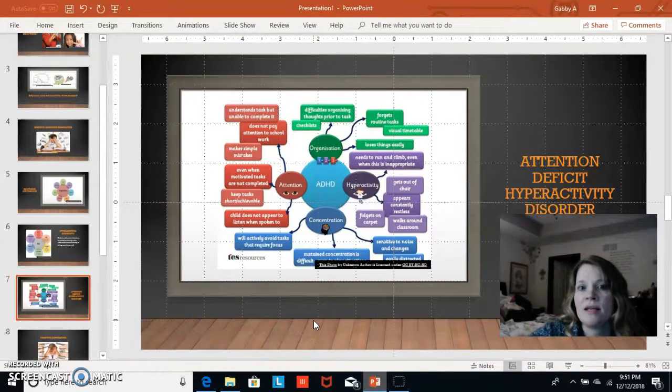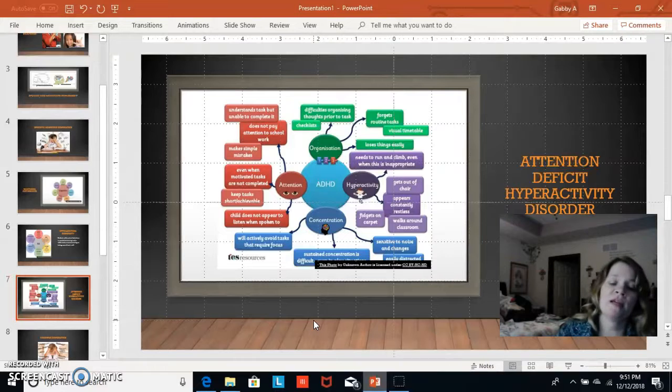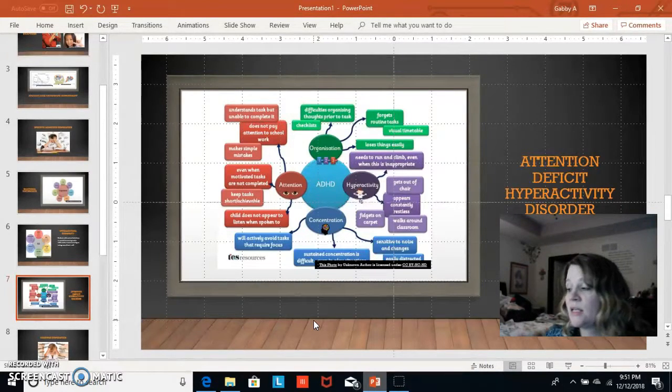So ADHD. This is a disorder in the neurodevelopment. Its characteristics, problems in paying attention, excessive activity, difficulty controlling their behavior. Symptoms usually appear before the age of 12. Now, not all students that have ADHD need special education services.